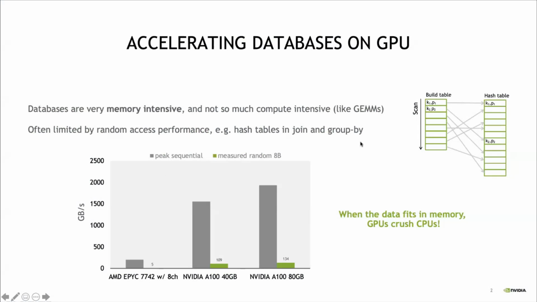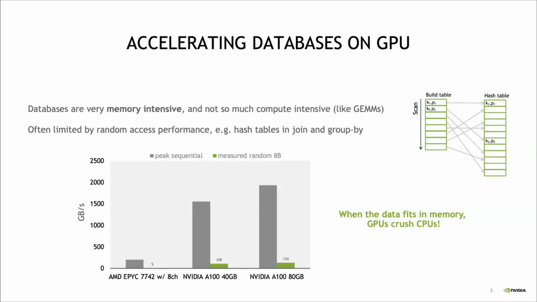So I think maybe about 4 or 5 years ago, I started looking at accelerating databases on the GPU. As many of you probably know, databases are very memory intensive. There's not much compute happening, unlike, for example, a matrix multiplication, where you have GEMMs, which are pretty compute intensive. In databases, you're mostly just accessing memory, and we're often limited by the random access performance in that case.